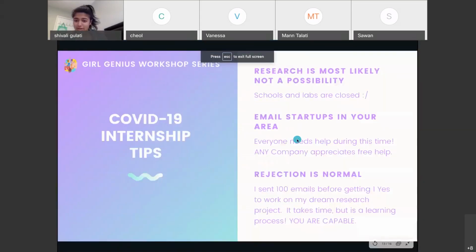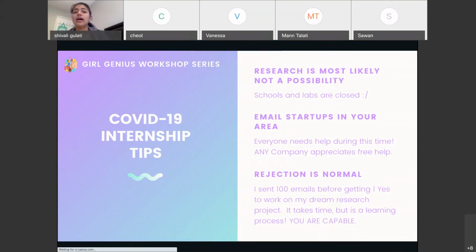So, what now because of COVID-19? Well, I'm going to be saying that research is most likely just not a possibility, especially if it's tech or science related, just because schools and labs are closed. I honestly don't recommend doing tech or science research online. That's something that a lot of people told me was pretty much a waste of time because you literally didn't get to learn anything. So I know it's unfortunate, but there's always next summer, and it's okay.